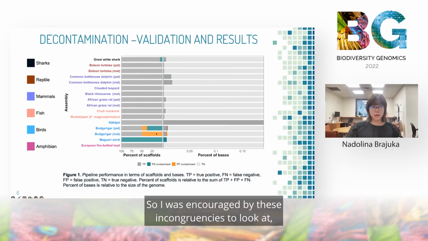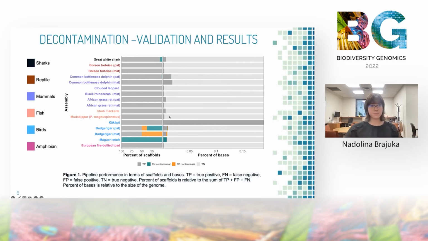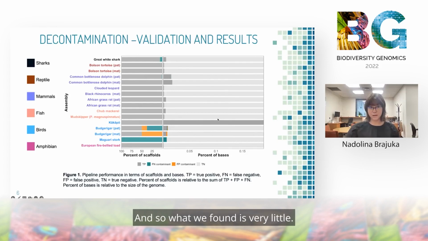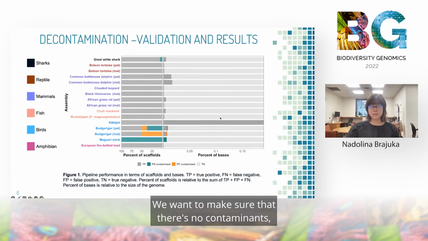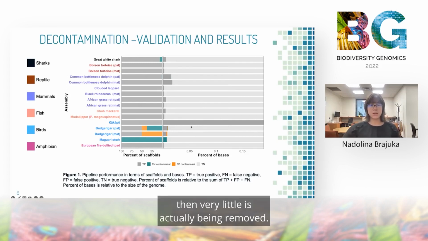So I was encouraged by these incongruencies to look at, okay, how much is actually being removed from the genome when I use my pipeline? And so what we found is very little. Not that removing them is not important. We want to make sure that there's no contaminants, but of course, if there are issues, then very little is actually being removed.